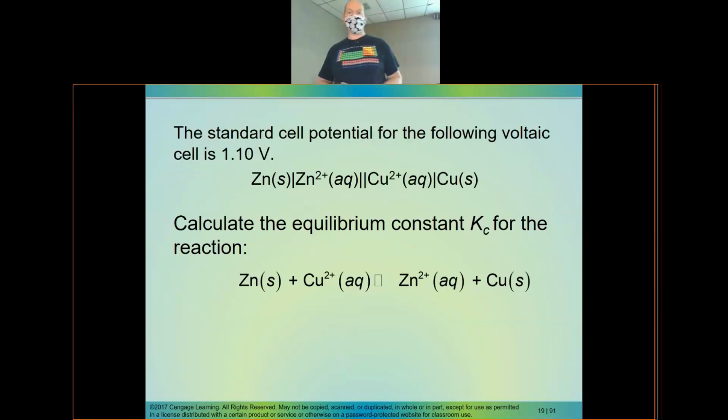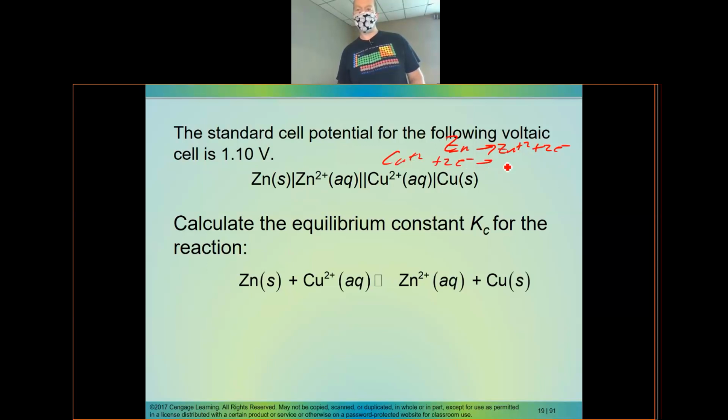All right, so here is a question. We have a cell that is a zinc and a copper cell, so you should write out the reactions. You've got your zinc going to zinc 2+ plus 2 electrons, and you have your copper 2+ plus 2 electrons going to copper. When you add those up, they've done that for you, and here is your overall reaction.